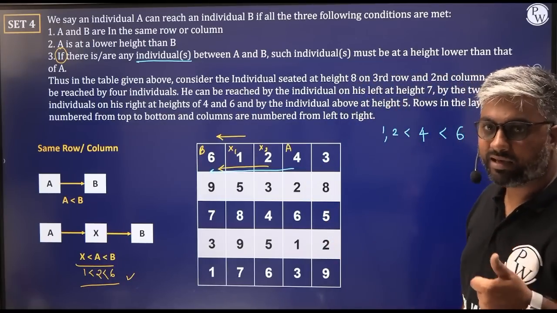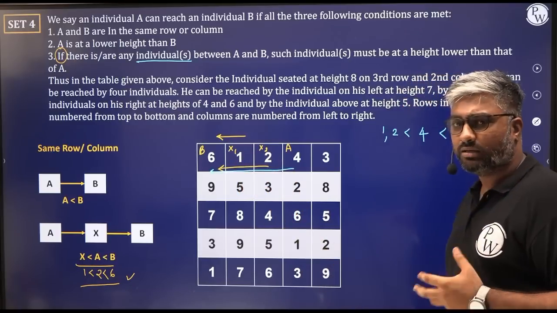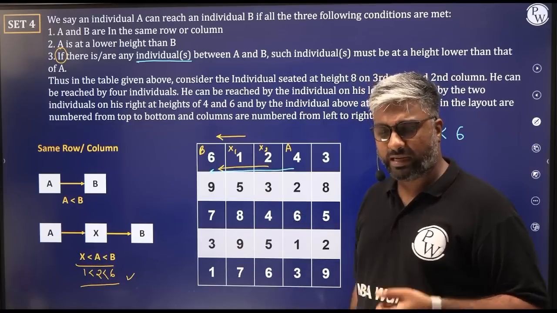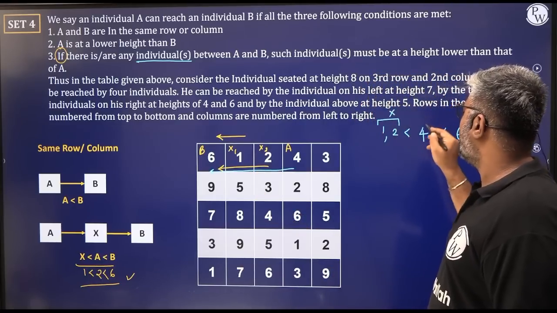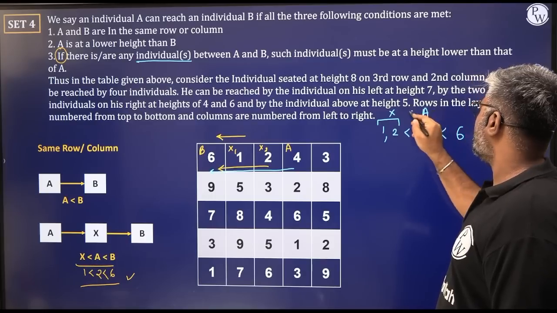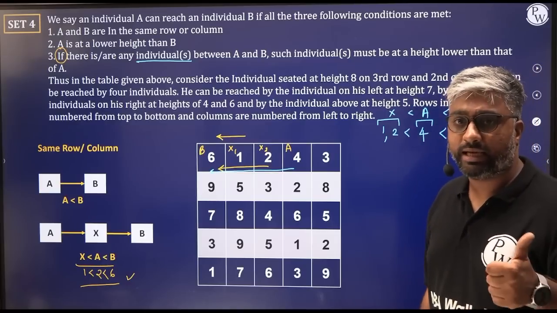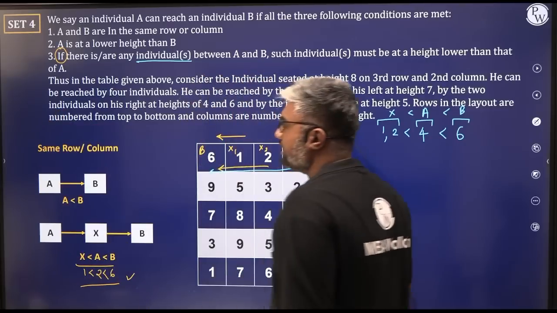Yes, they are. It doesn't matter कि 2 से 1 जा रहे कि 1 से 2 जा रहे. That doesn't matter. Nothing has been told about what happens between multiple individuals in between. The only condition is what? That X should be less than A, which has to be less than B. This is the only condition. ठीक है? Done.